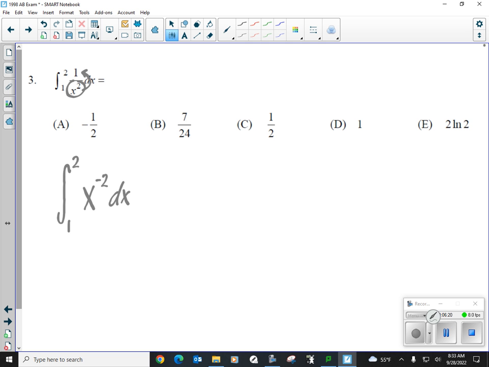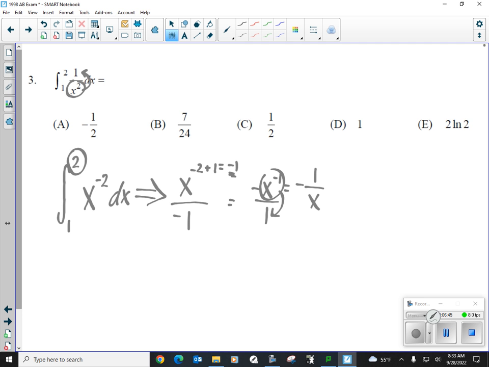Okay? Now my rule is, it's reverse power rule. I add 1 to my exponent first, then I divide by that result. So I end up with negative x to the negative 1, or negative 1 over x, because now I'll bring this back down. How come I want to bring this back down?